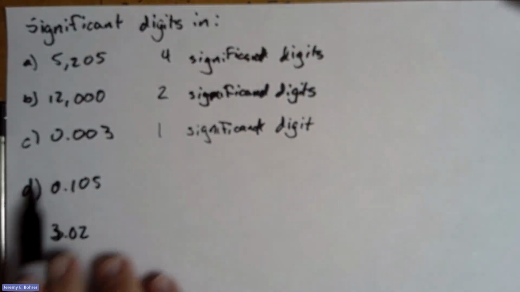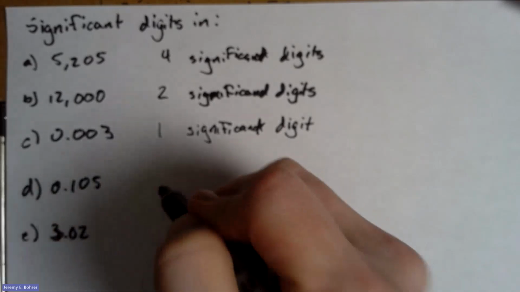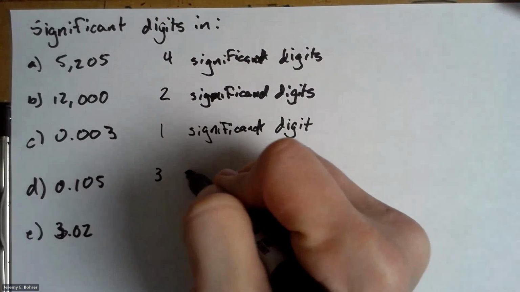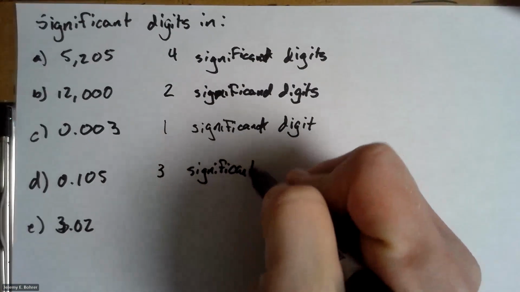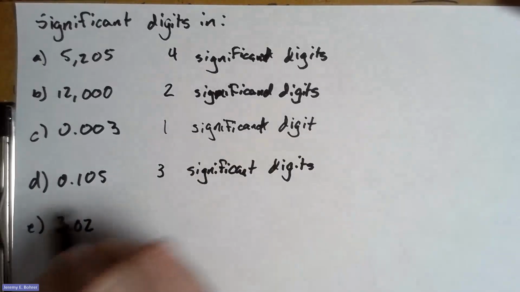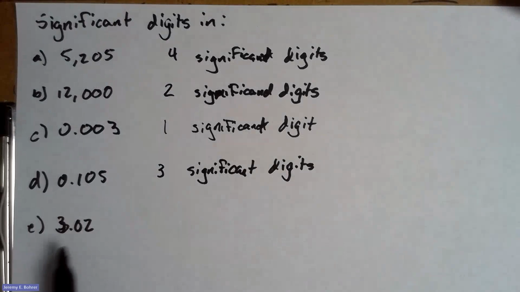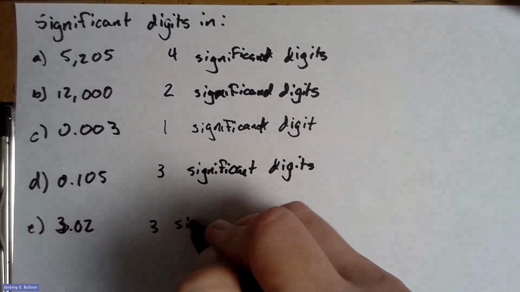This one has a leading 0 before the decimal point and then 105. This has 3 significant digits. And this one starts with a 3, then our decimal point, and then 02. This also has 3 significant digits.